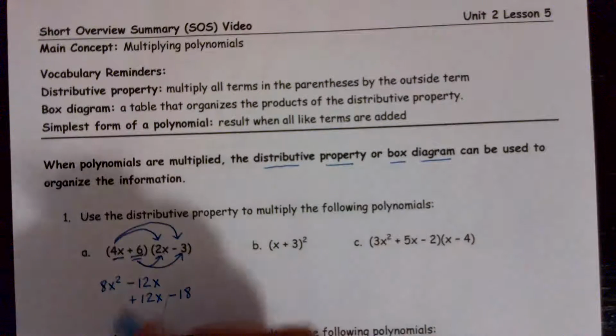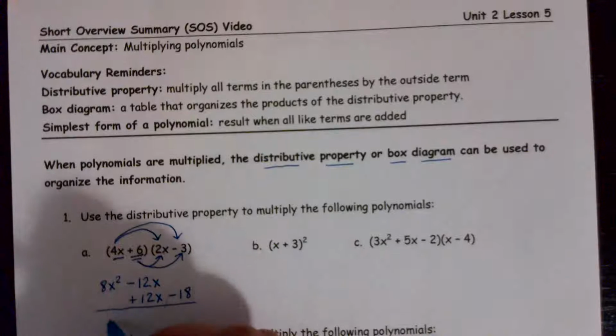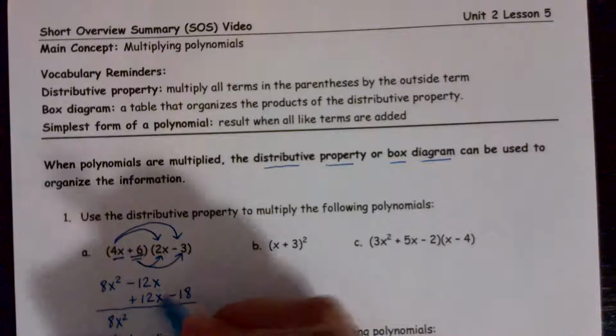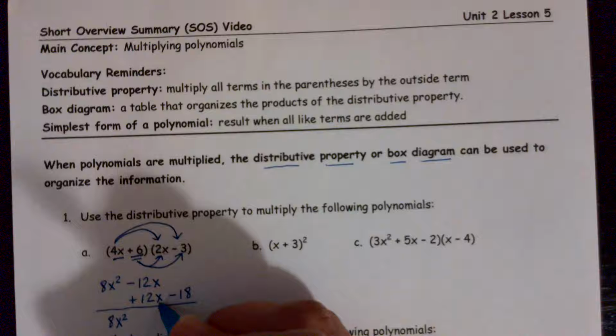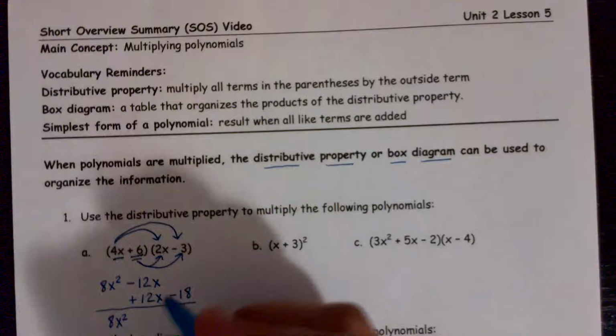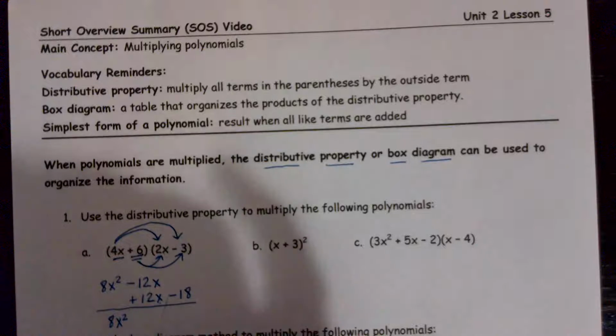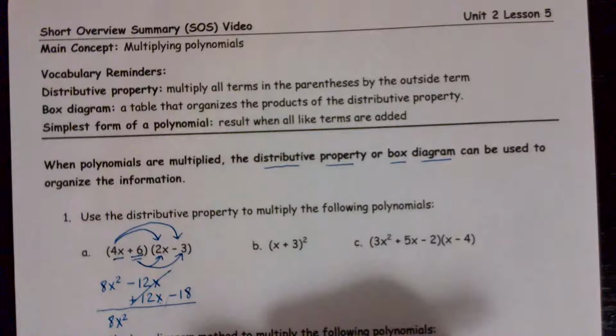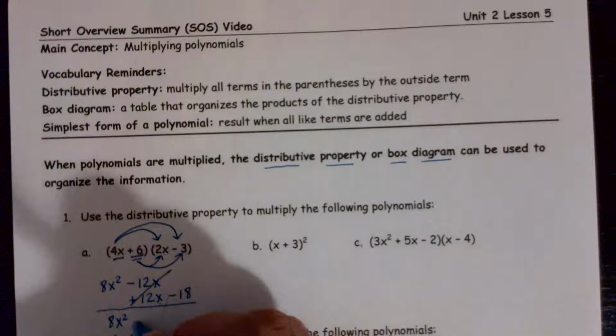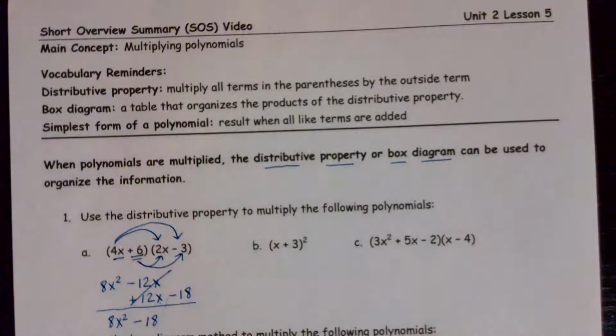And now let's just add this. So I have 8x squared. A negative 12x plus a positive 12x is 0. That's our inverse property of addition. So I don't say plus 0x, I just leave it alone. I can put a line through it to show that they are opposites of each other. And minus 18. That is my final answer.